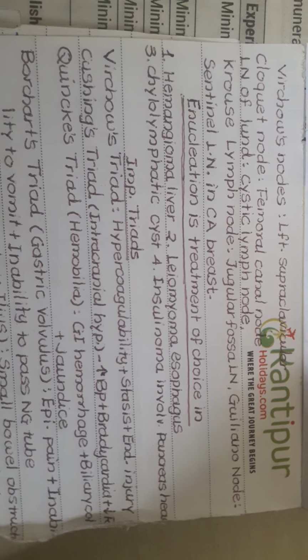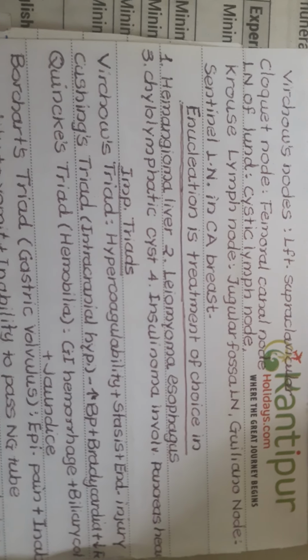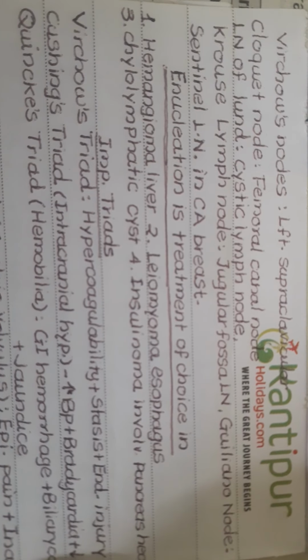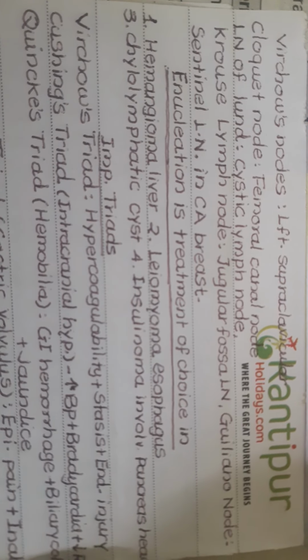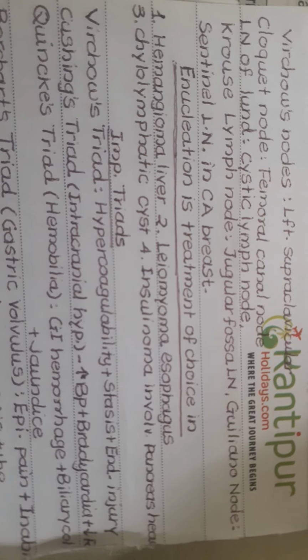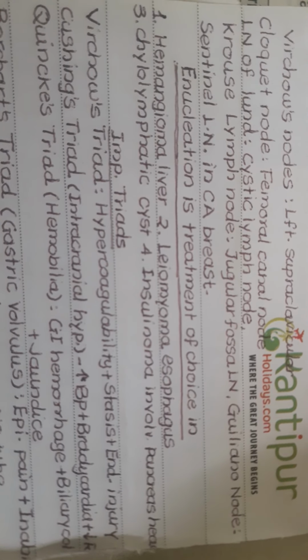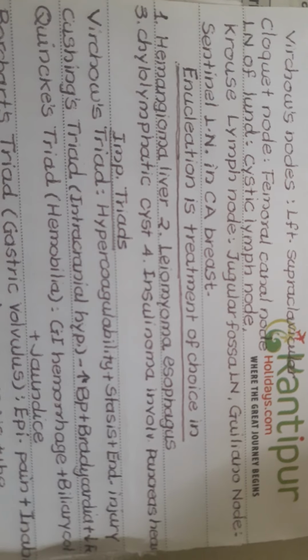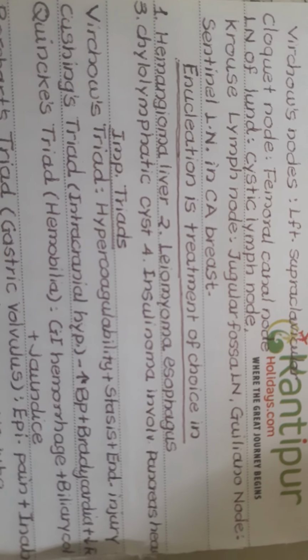Lymph nodes: Virchow's node is the left supraclavicular node, Cloquet's node is the femoral canal node, the cystic lymph node, Krause's lymph node, jugular fossa lymph node. Sentinel lymph node in carcinoma breast. Enucleation is the treatment of choice in hemangioma of the liver, leiomyoma of the esophagus, lymphatic cyst, and insulinoma involving the pancreas.